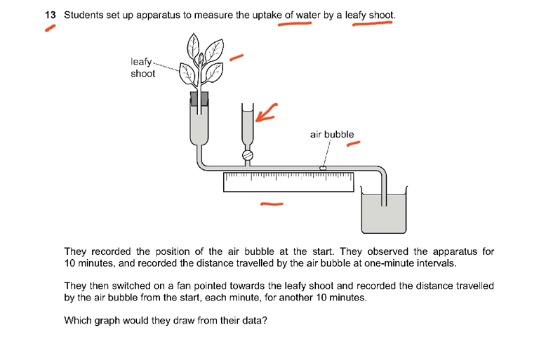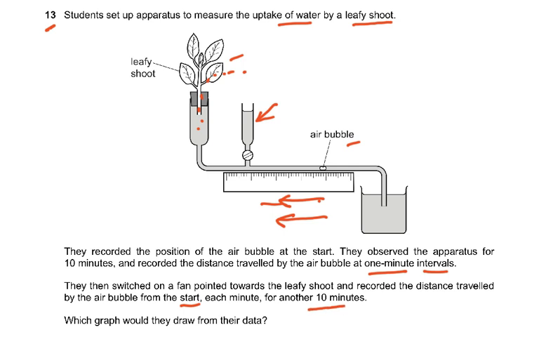They observed the apparatus for 10 minutes and recorded the distance that it traveled. So it is going to travel this side, because the water is going to enter and then it's going to come out of the leaf. So the bubble is naturally going to travel this side. They observed the apparatus for 10 minutes and recorded the distance traveled by the air bubble at 1 minute intervals. They then switched on a fan, pointed towards the leafy shoot, and recorded the distance traveled by the air bubble from the start. So first without the fan, then with the fan, and each minute for another 10 minutes.